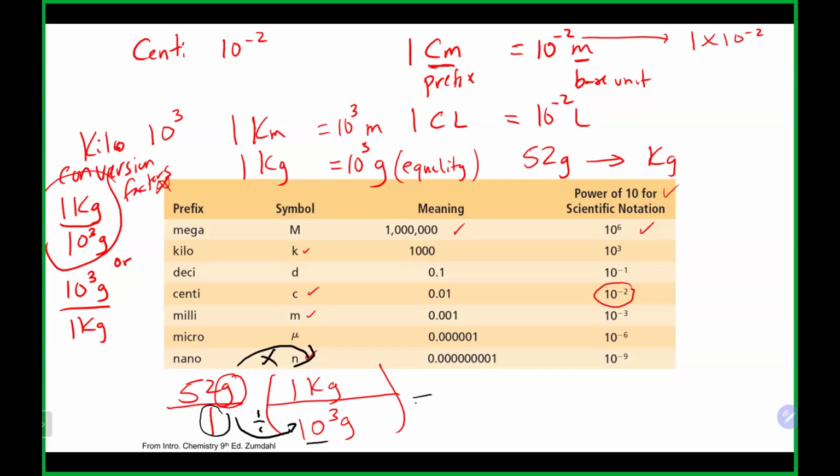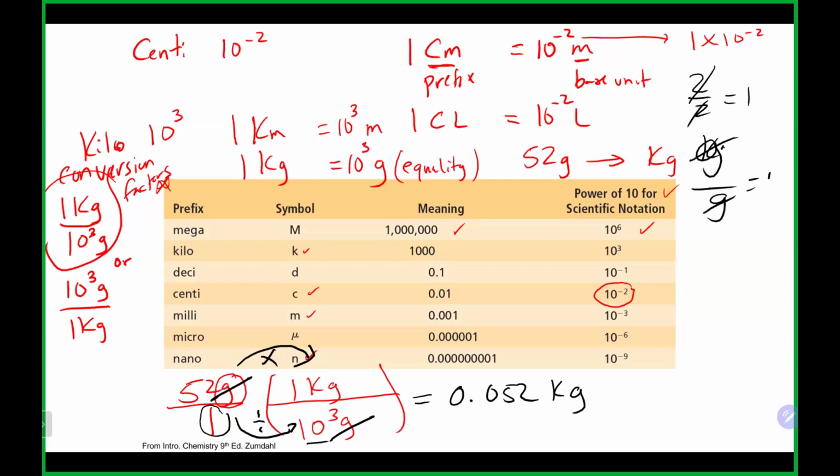We will end up with 0.052. And the units that are left are kilograms, because grams on top and grams on the bottom will cancel each other out. The reason they cancel each other out is because when you take 2 divided by 2, that equals 1, right? So if you have grams up on top and grams on the bottom, it equals 1, and it will cancel each other out in this case. Any questions on that?